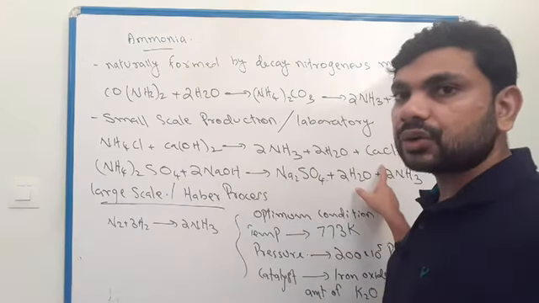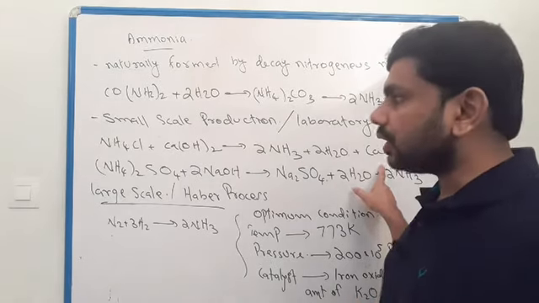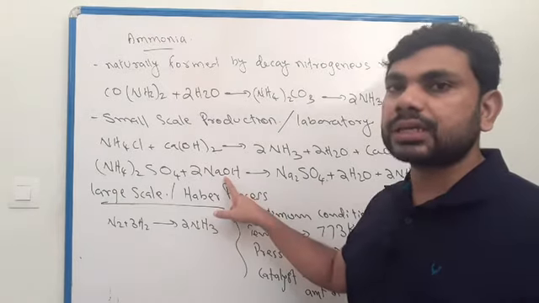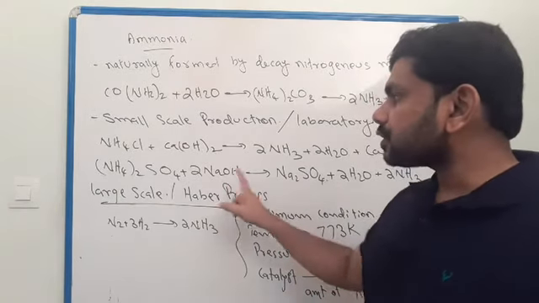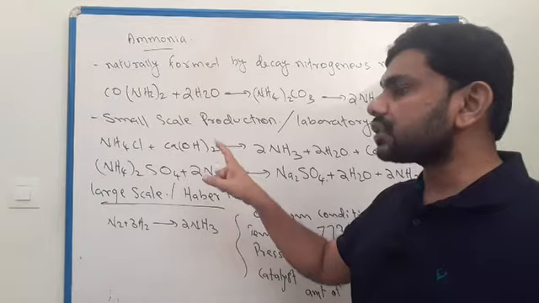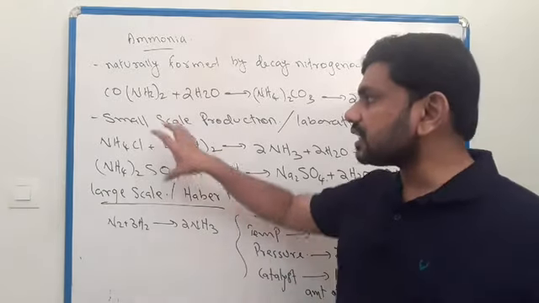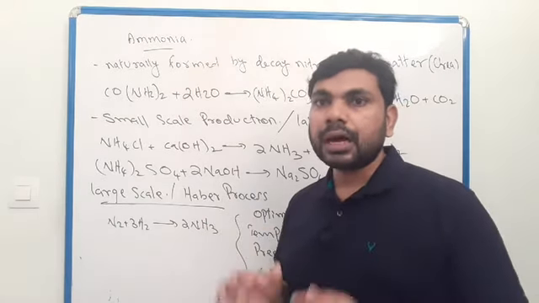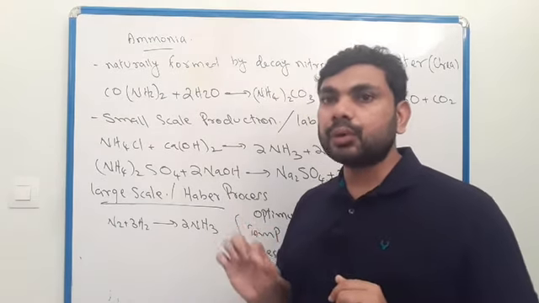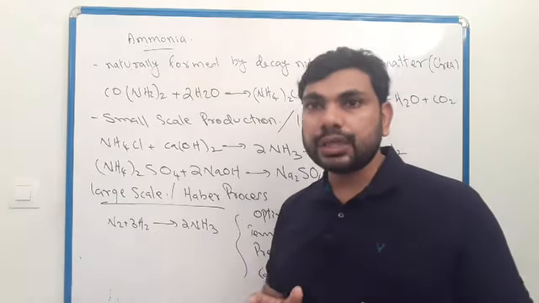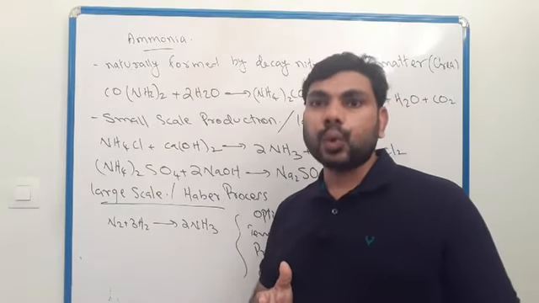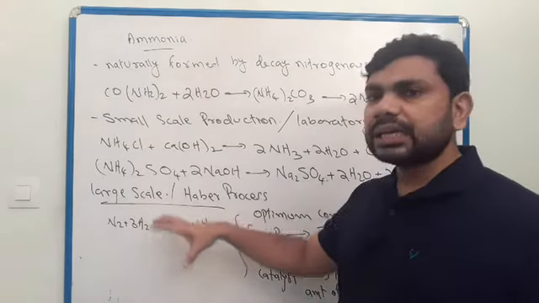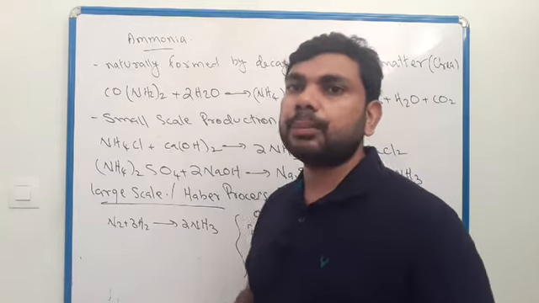Here calcium chloride is the salt. Another example: ammonium sulfate reacted with sodium hydroxide produces ammonia, sodium sulfate and water. So this is the laboratory method, or small scale production of ammonia: alkali reacted with ammonium salt produces ammonia, salt and water. Clear?